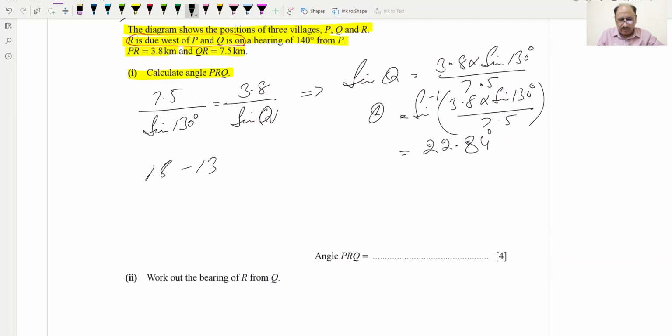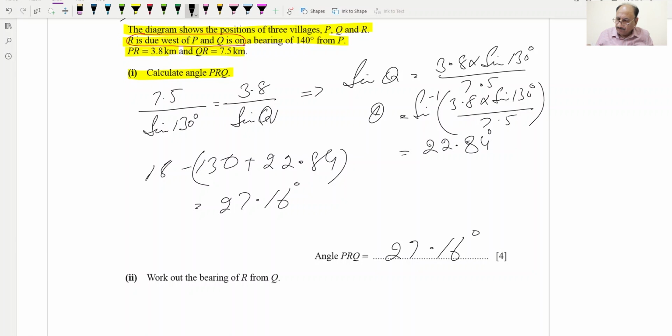180 minus 130 plus 22.84, and this will be equal to 27.16 degrees, and our answer at the proper place will be this one, and this was for 4 marks.